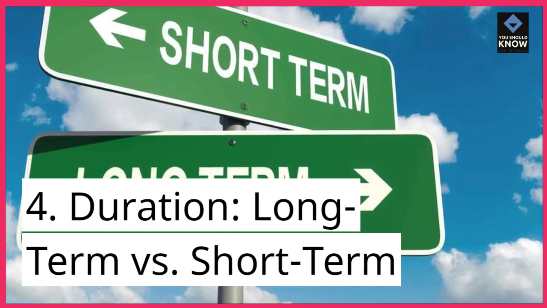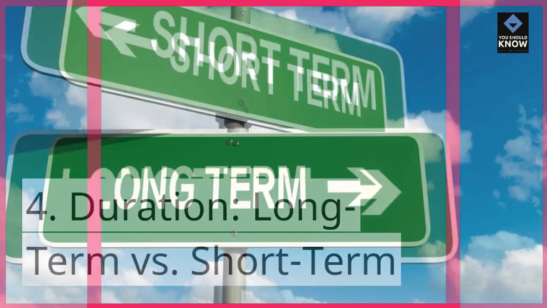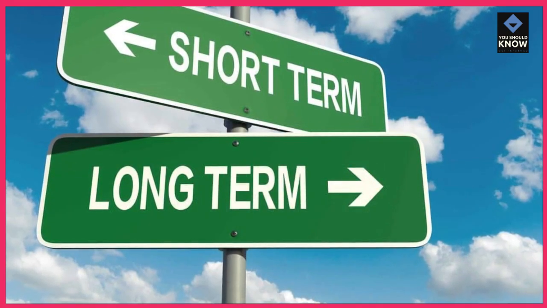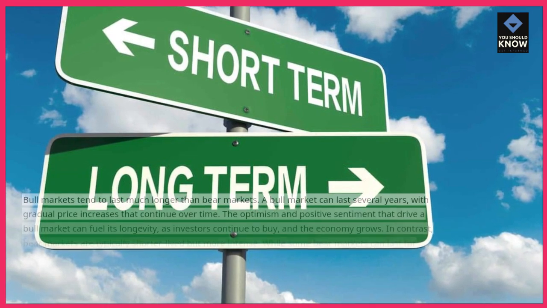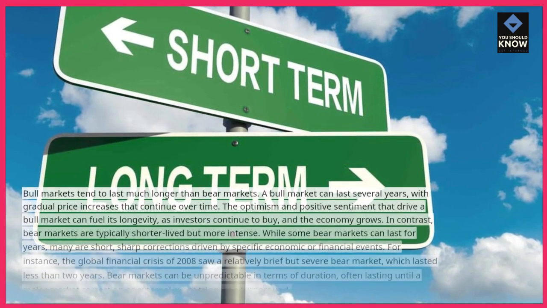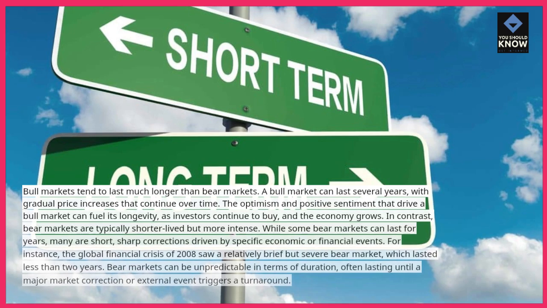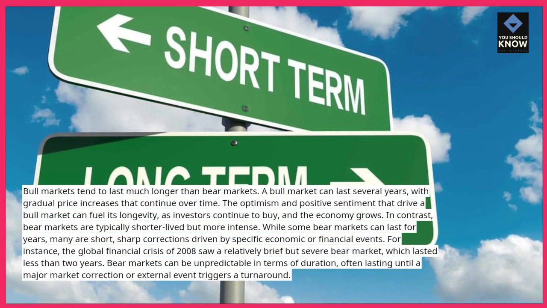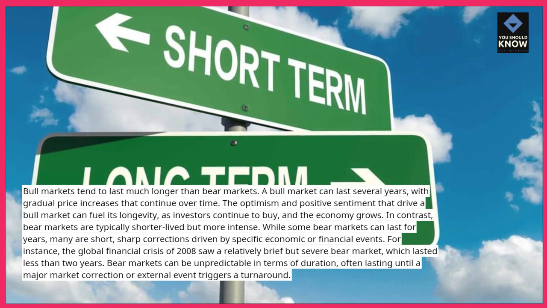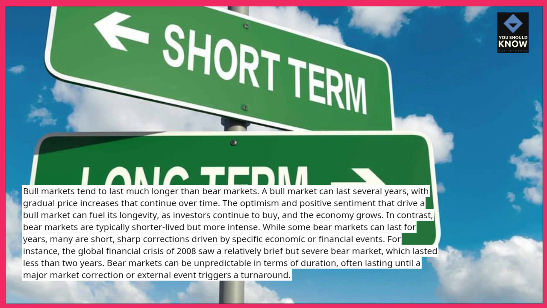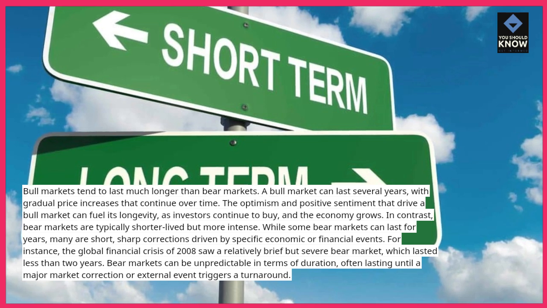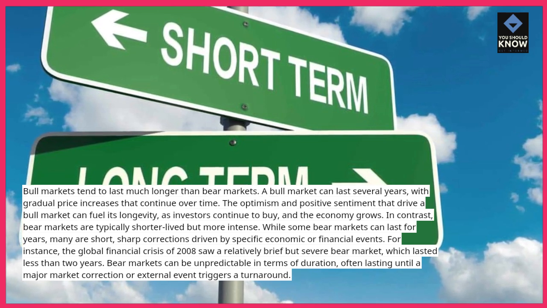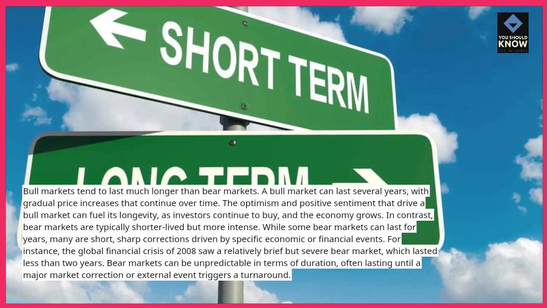4. Duration. Long-term versus short-term. Bull markets tend to last much longer than bear markets. A bull market can last several years, with gradual price increases that continue over time. The optimism and positive sentiment that drive a bull market can fuel its longevity, as investors continue to buy and the economy grows. In contrast, bear markets are typically shorter-lived but more intense.